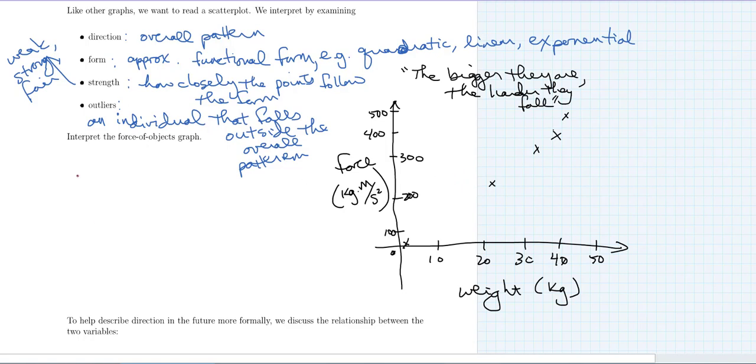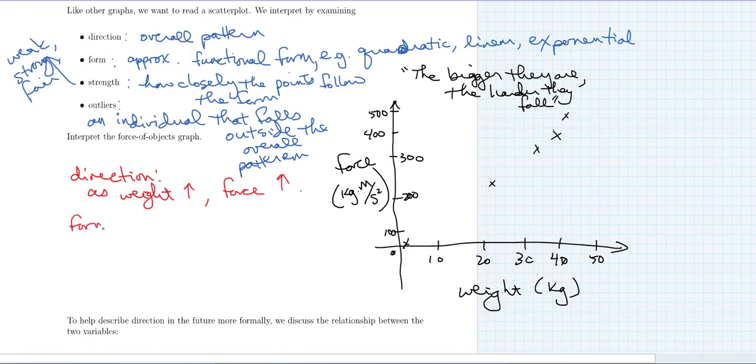Okay, so direction, what is its overall pattern? So we see that it sort of moves upward, right? Each data point increases along the x-axis and the y-axis. So as weight increases, so does force. So that would be our answer for direction. So as weight increases, and I'm just going to use an upward arrow, force also increases. Okay, that describes our direction.